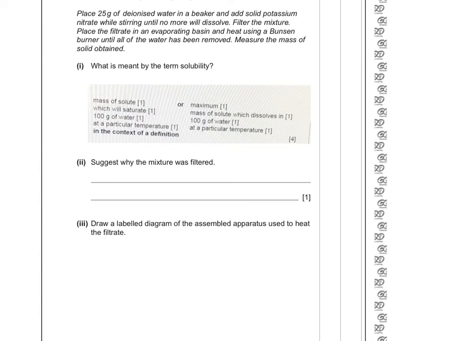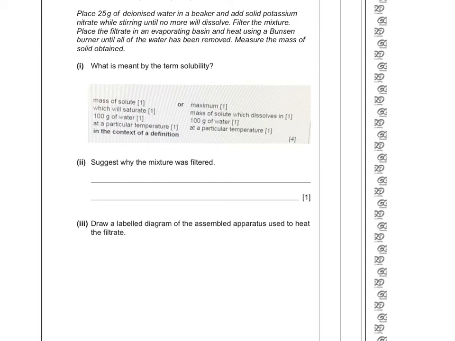So here are 2 ways of defining solubility. Basically, you have 100 grams of water, and it's how much the mass of solid or the mass of solute that will dissolve in that 100 grams of water at a particular temperature.